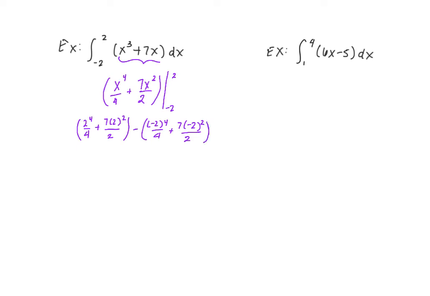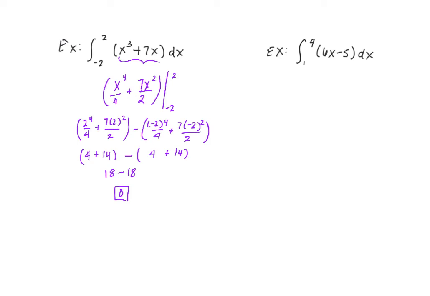So in the first fraction, I end up with 16 over 4, which is 4, plus 28 over 2, which is 14. And then I also have 4 plus 14 over there. So I have 18 minus 18, which is 0. Make sure when you're plugging in negatives, you put them in parentheses so that you don't mess up their negatives.